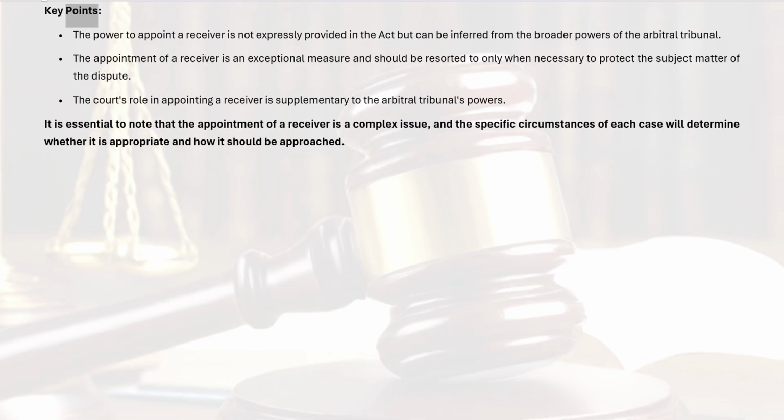Key points. The power to appoint a receiver is not expressly provided in the Act but can be inferred from the broader powers of the arbitral tribunal. The appointment of a receiver is an exceptional measure and should be resorted to only when necessary to protect the subject matter of the dispute. The court's role in appointing a receiver is supplementary to the arbitral tribunal's powers. It is essential to note that the appointment of a receiver is a complex issue, and the specific circumstances of each case will determine whether it is appropriate and how it should be approached.